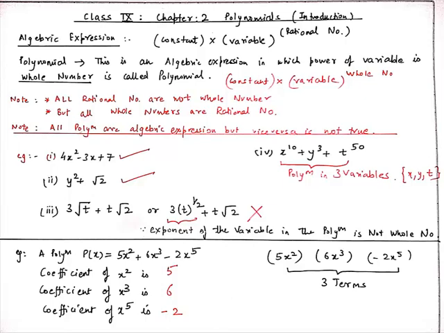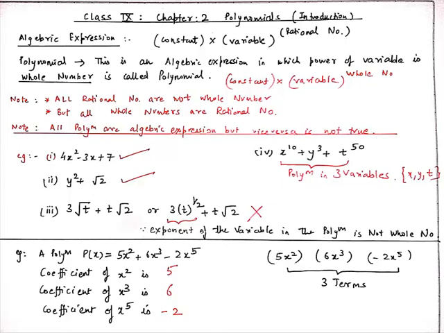So before polynomial, we are going to study what are algebraic expressions. Students, an algebraic expression is an expression of some constant into variable raised to the power of a rational number. The exponent of the variable is always a rational number, as you already know what rational numbers are from chapter number 1.